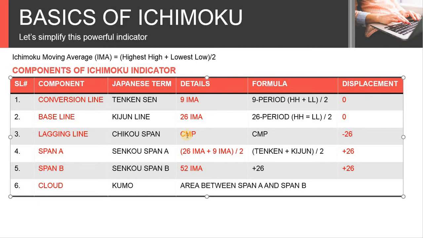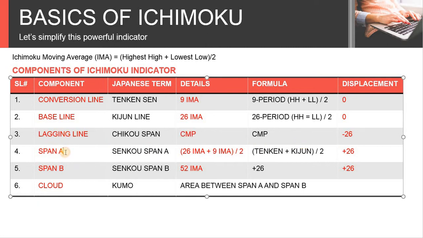If the current price is lower than what it was 26 periods ago, the lagging line would be lower than the price at that point in time, and that means it's bearish territory. And if the current market price is higher than what it was 26 periods ago, which means that we've had a bullish run for the last 26 periods, the lagging line would be above the candle at that point in time. So that's the lagging line. It's simple. It's just the current market price pushed back 26 periods.